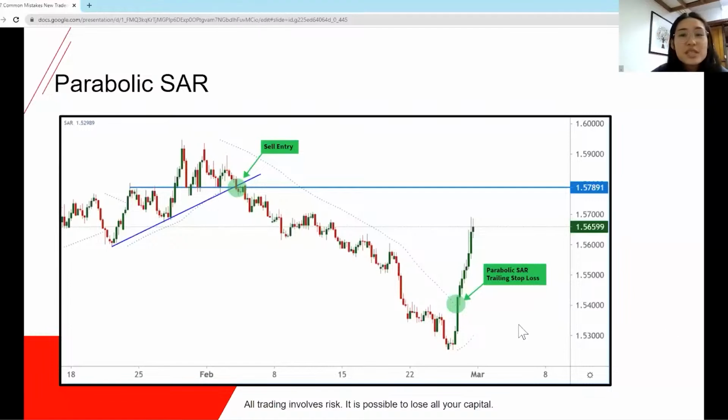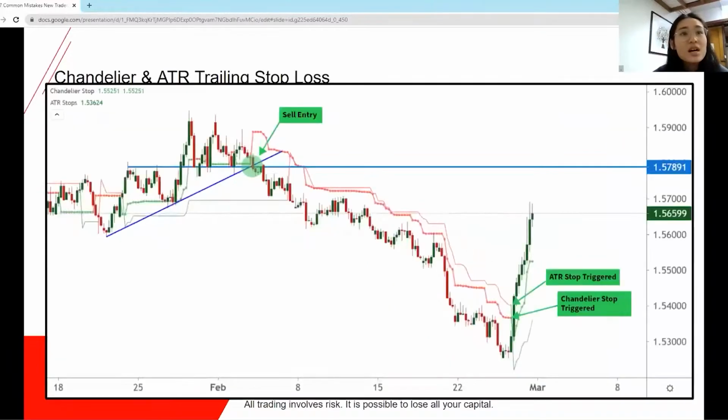Okay, so similarly, what was I saying? It protects us from large movements or large reversals, such as this, that can hit back towards our entry and we can end up losing all of our profits that we made throughout this area here. Chandelier and ATR trading stop loss. Even though this looks a little bit more complicated, the idea behind it is basically still the same. We are stopped out when price breaks out of these indicators.